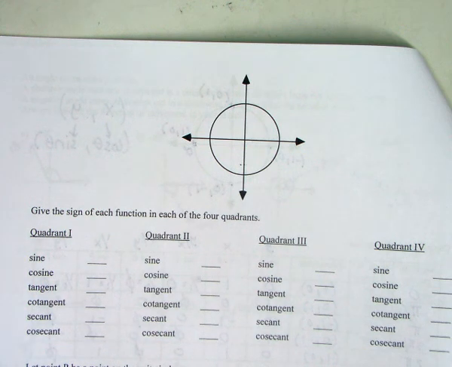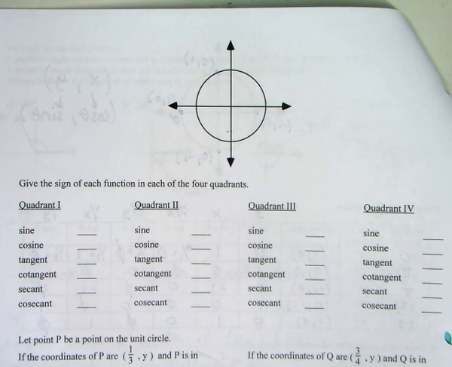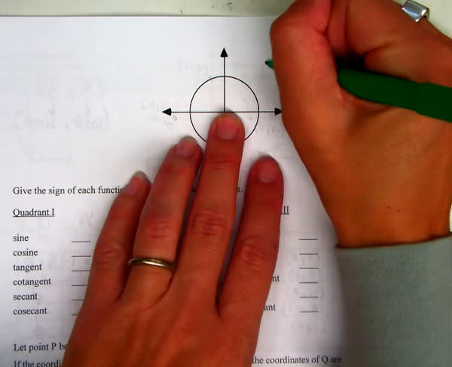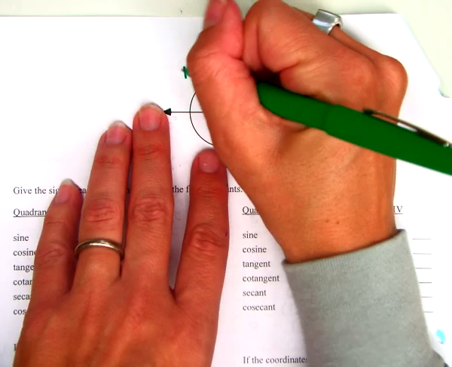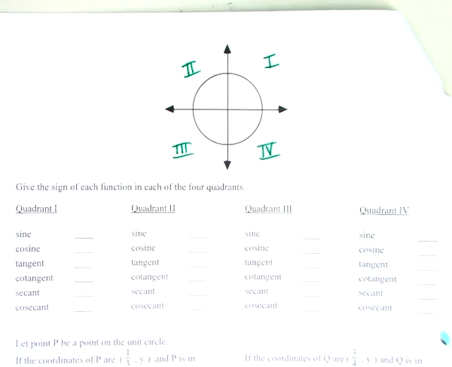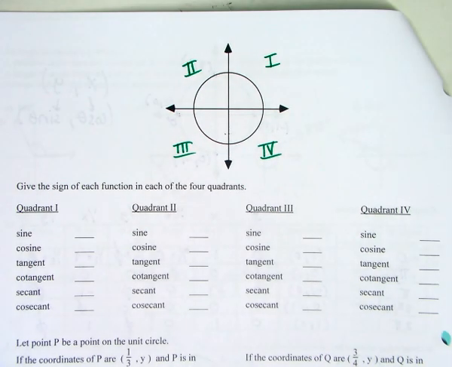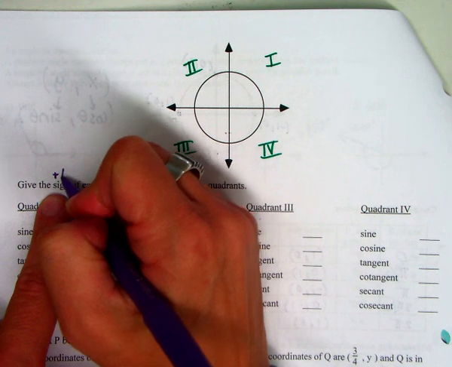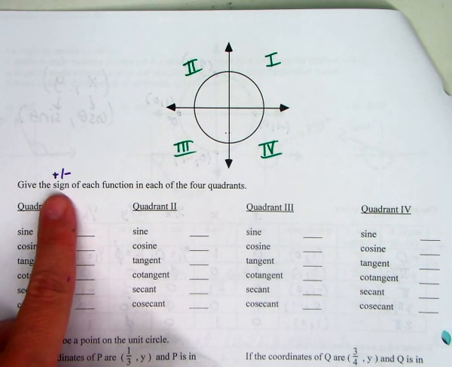Okay, we want to talk about our unit circle in quadrants. So obviously we know this is quadrant 1, and we go counterclockwise, quadrant 2, then down here is quadrant 3, then down here is quadrant 4. So we're going to talk about in each quadrant, what is the sign, S-I-G-N? That means, is it positive or negative? Of each function in each of the 4 quadrants.